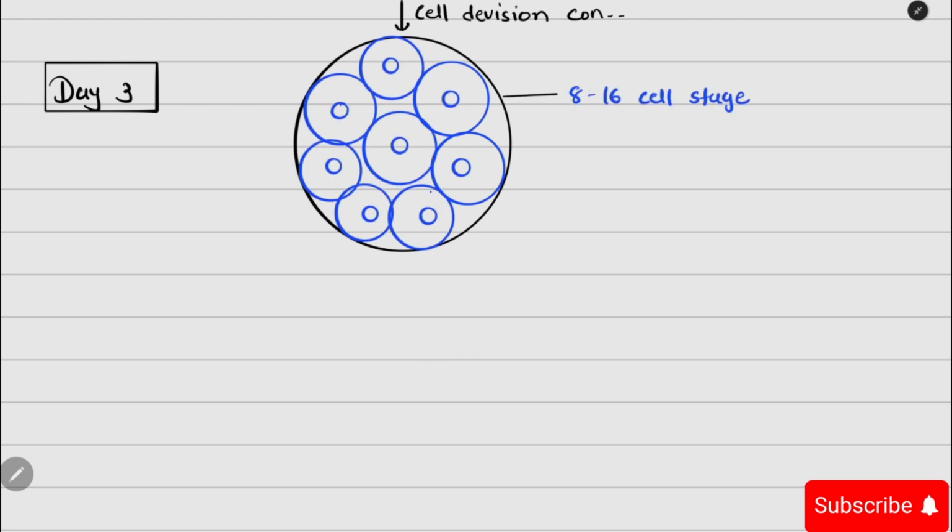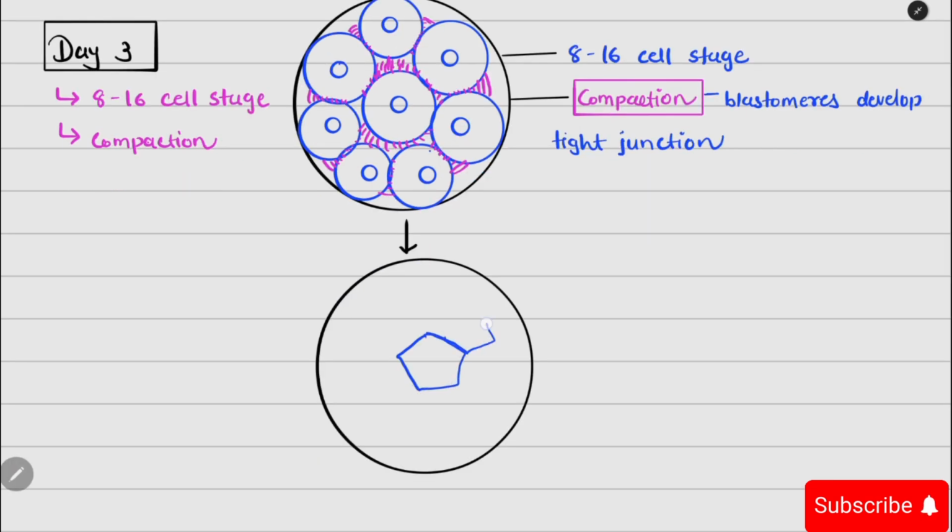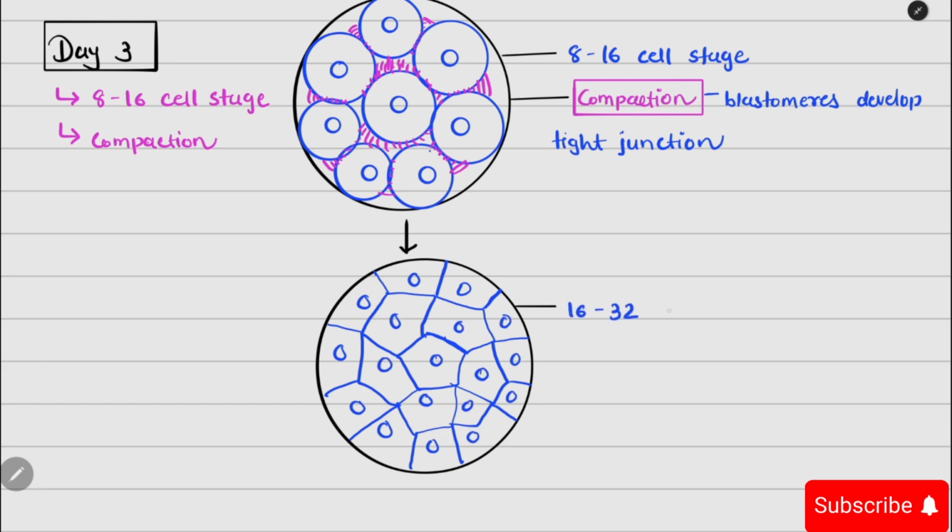As more cells are packed inside the zona pellucida, they develop tight junctions between them. This process is called compaction. In summary of day 3, we have the 8 to 16 cell stage blastomere and the compaction process takes place. As cells are dividing and tight junctions keep the cells close together, we now have the 16 to 32 cell stage, which we call the morula stage.